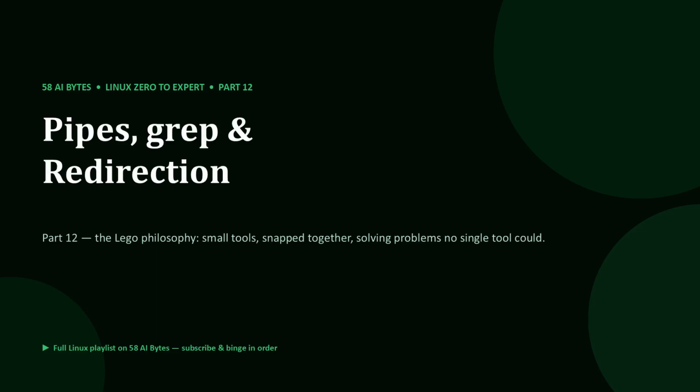Welcome to part 12 of Linux Zero to Expert, my favorite video of the whole series, because this is where Linux's soul lives. The Unix philosophy: many small tools, each doing one thing brilliantly, designed to snap together like Lego. The connector is the pipe, the searcher is grep, and redirection saves the results. Master these, and you'll routinely solve in one line what takes other people a Python script. Everything from parts 1 through 11 starts combining right now. Let's snap some blocks together.